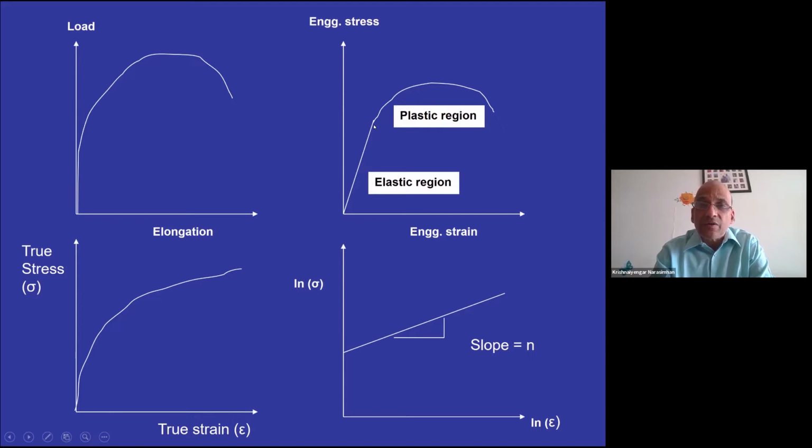Then convert this into true stress, true strain. You already know how to convert engineering stress to true stress, and engineering strain to true strain. Then you get this data. Then you plot logarithmic true stress versus logarithmic true strain. The slope gives you N, and from the intercept, you can calculate the K value. This is how you get K and N from a simple tensile test.